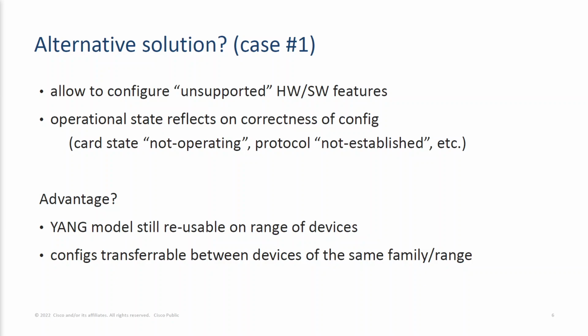Is there some alternative solution? We should not use the model configuration itself to specialize the model. Let's allow configuring the general model even for non-available features, and then we can use the device's operational state to reflect on the correctness of configuration.